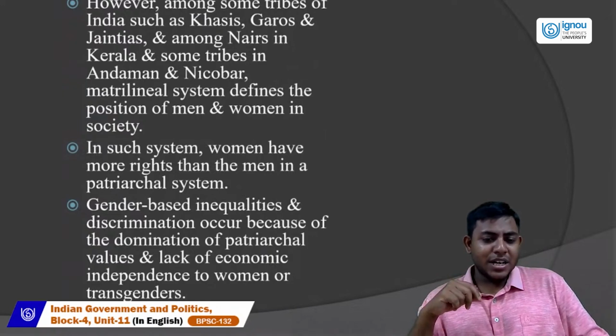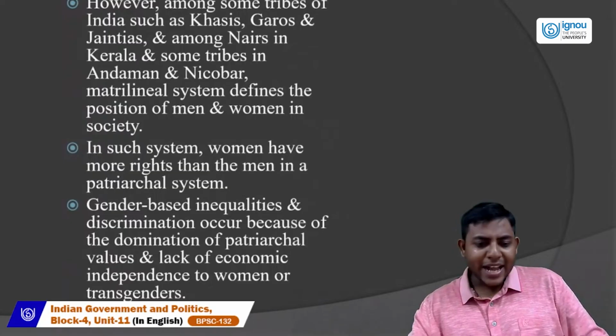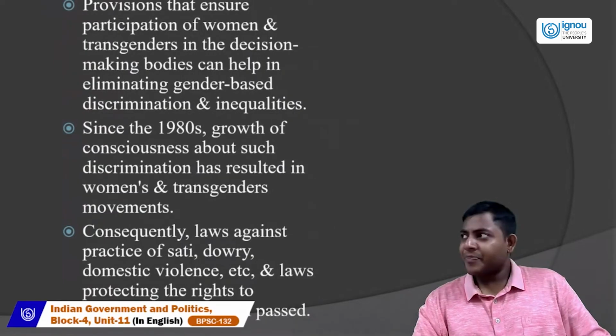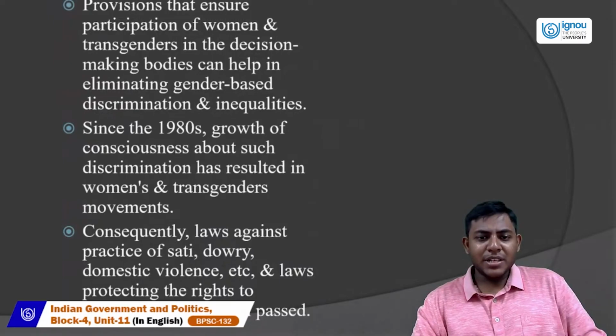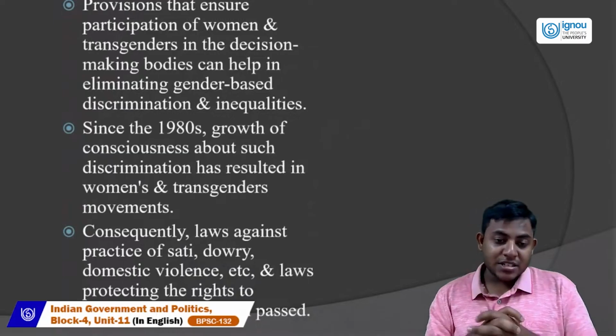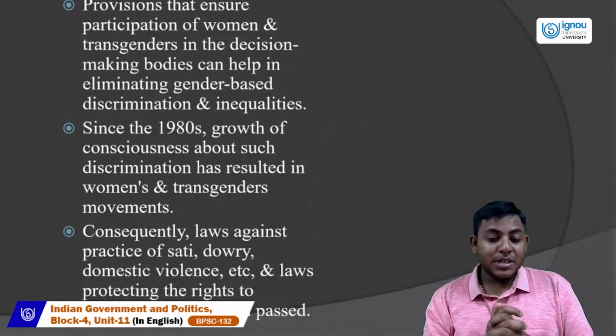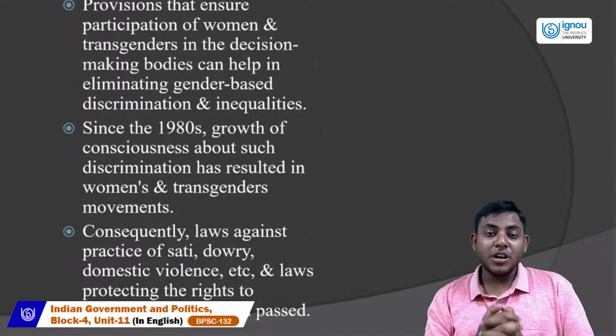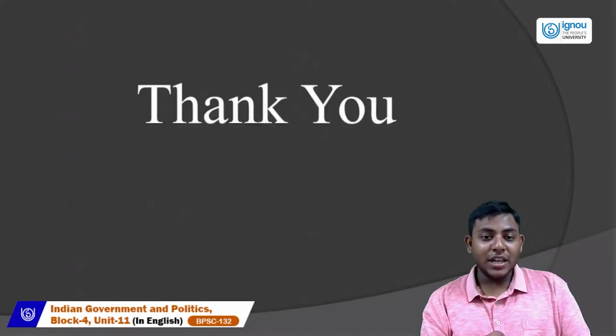Gender-based inequalities and discrimination occur because of the domination of patriarchal values and the lack of economic independence of women or transgenders. So provisions that ensure participation of women and transgenders in the decision-making bodies can help in eliminating gender-based discrimination and inequalities, and consequently laws against certain discriminatory practices like sati, dowry, domestic violence, and laws protecting the rights of transgenders have also been passed. The most recent example is the 106th constitutional amendment, which reserved one-third seats for women in the Lok Sabha, that is the Nari Shakti Adhiniyam.